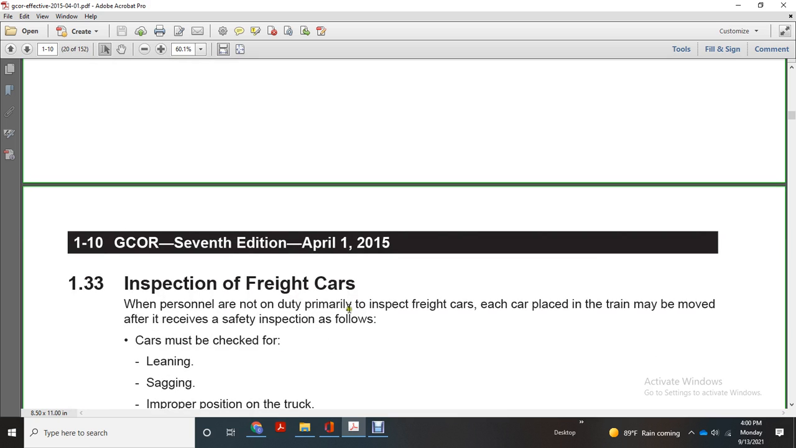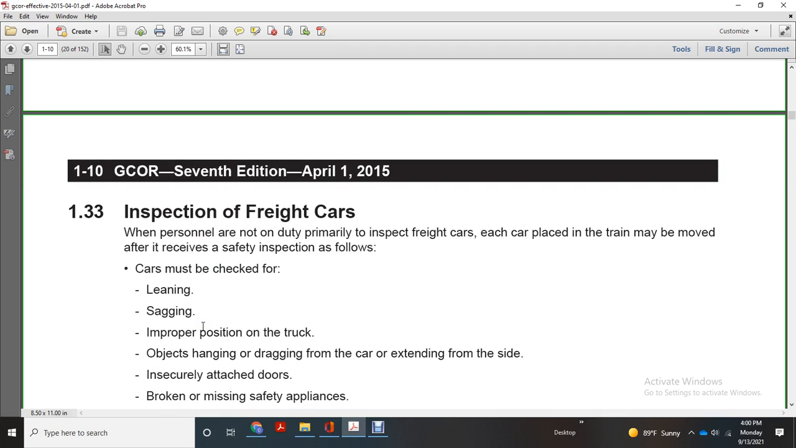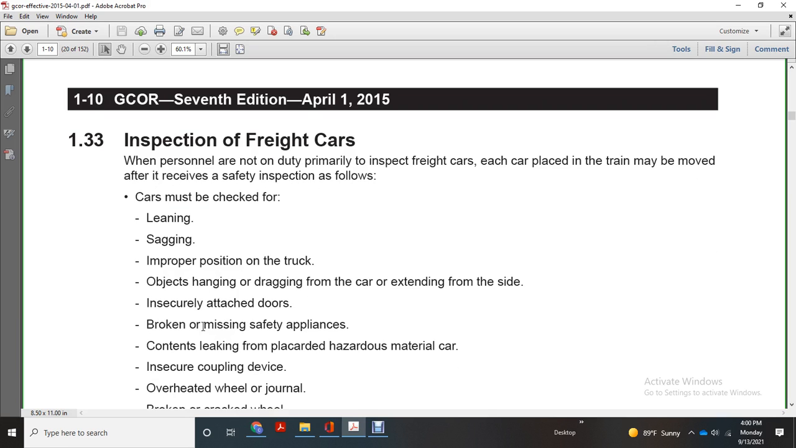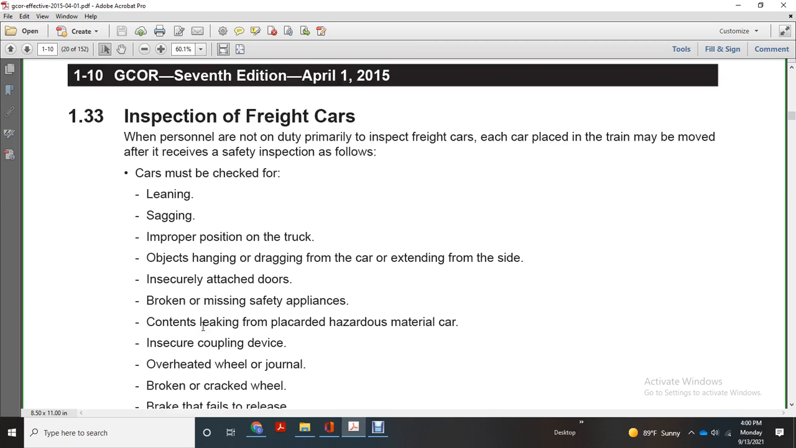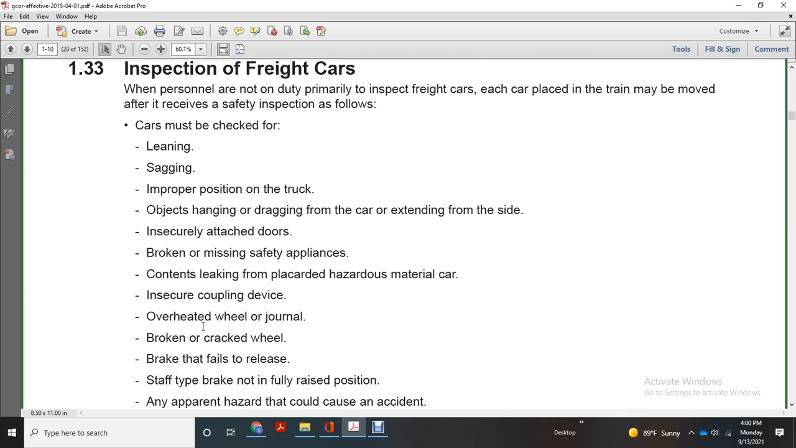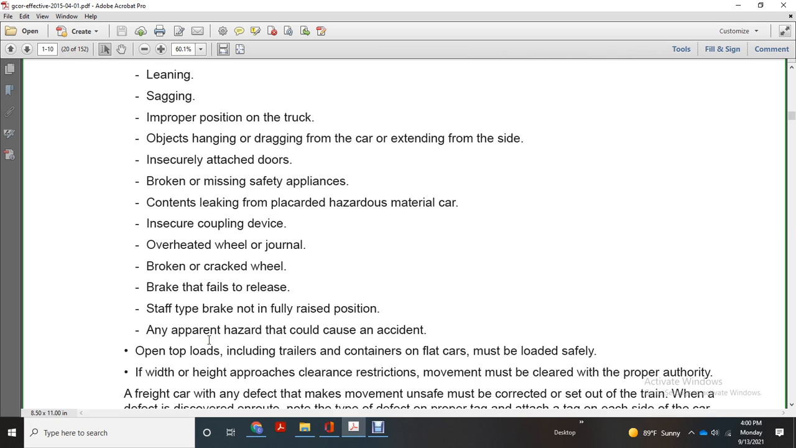Inspection of freight cars. Personnel are not on duty primarily to inspect freight cars. Each car placed in the train may be moved after receiving a safety inspection as follows. Cars must be checked for leaning, sagging, improper position of the truck, objects hanging or dragging from the car, extending from the side, insecurely attached doors, broken or missing safety appliances, leaking contents, placards for hazardous materials, car and secure coupling devices, overheated wheels or journals, broken or cracked wheels, brakes that fail to release, staff-type brakes not in the fully raised position, and any apparent hazard that can cause an accident.